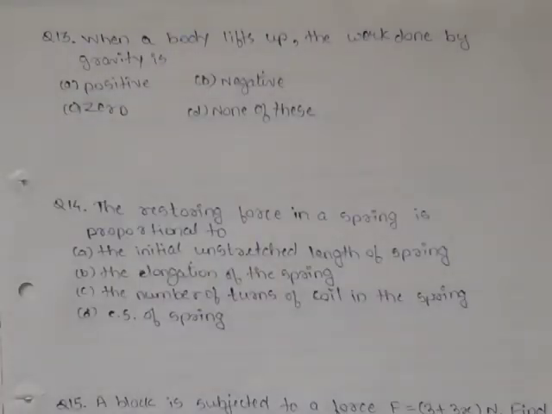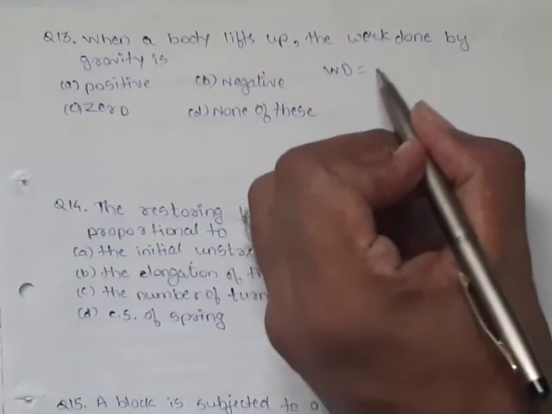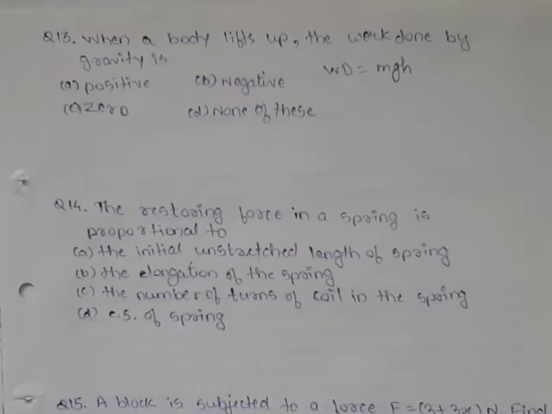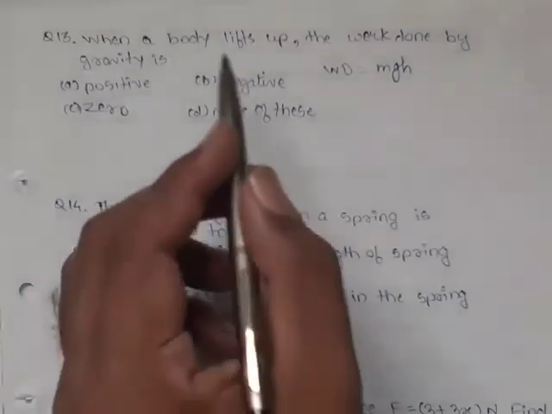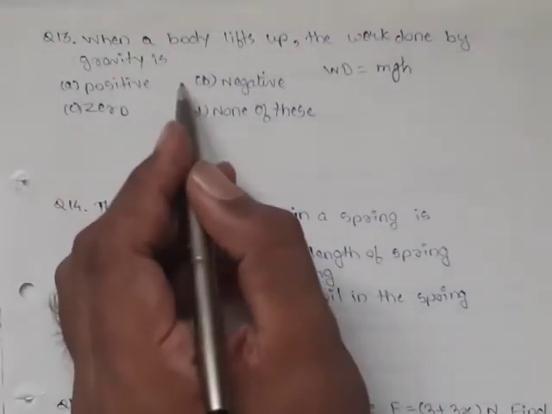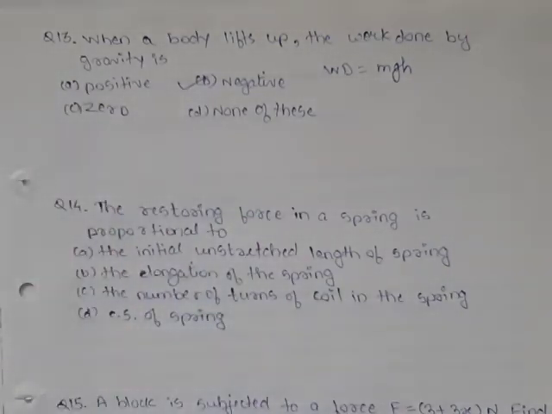Question 13, a body lifts up, the work done by gravity is. So the work done by gravity force is mgh, but here the work done is against the direction of gravity force because the body is moving up and gravity force is acting in the downward direction. So whenever work done is against the gravity force, or displacement is against the direction of the force, the work done will be negative. So option B, that is, work done is negative.